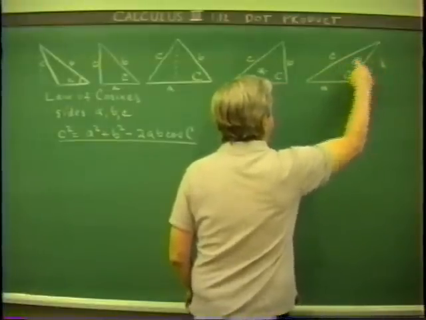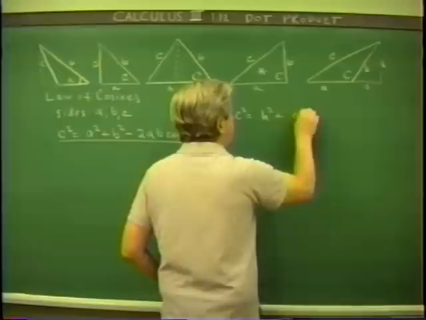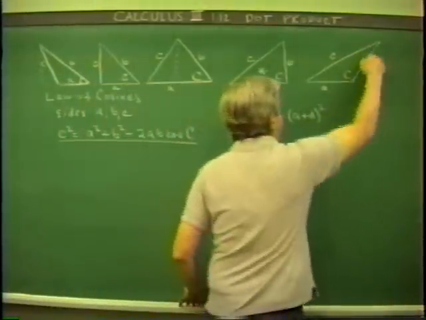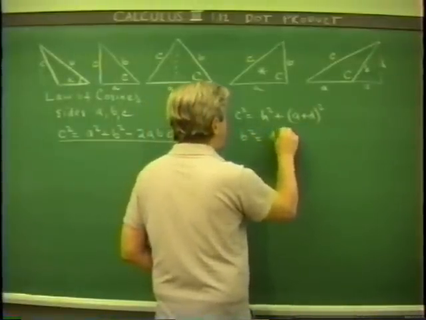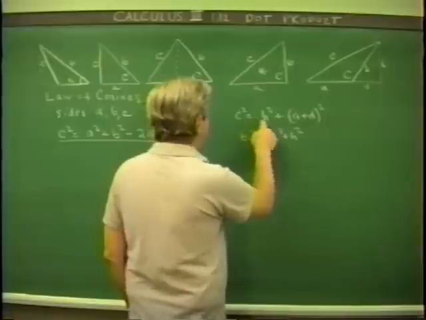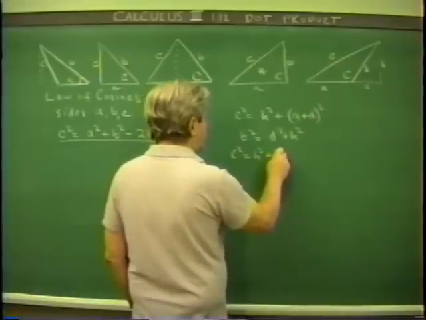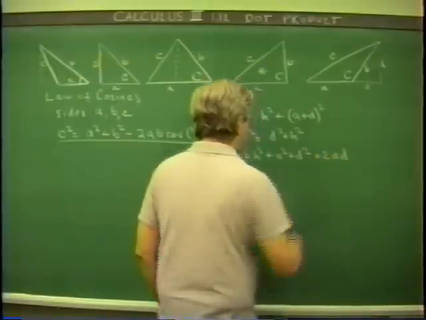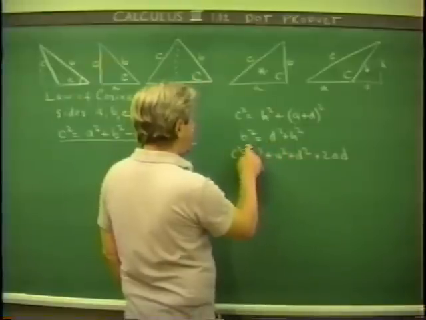Right? What do we have here? If we call this, let's say, D, and this H, then from this right triangle right here, we have that C squared by the Pythagorean theorem is equal to H squared plus (A plus D) squared. That's this right triangle right here. From this right triangle right here, we have that B squared is equal to D squared plus H squared. So that here we've got C squared is equal to H squared plus A squared plus D squared plus 2AD.